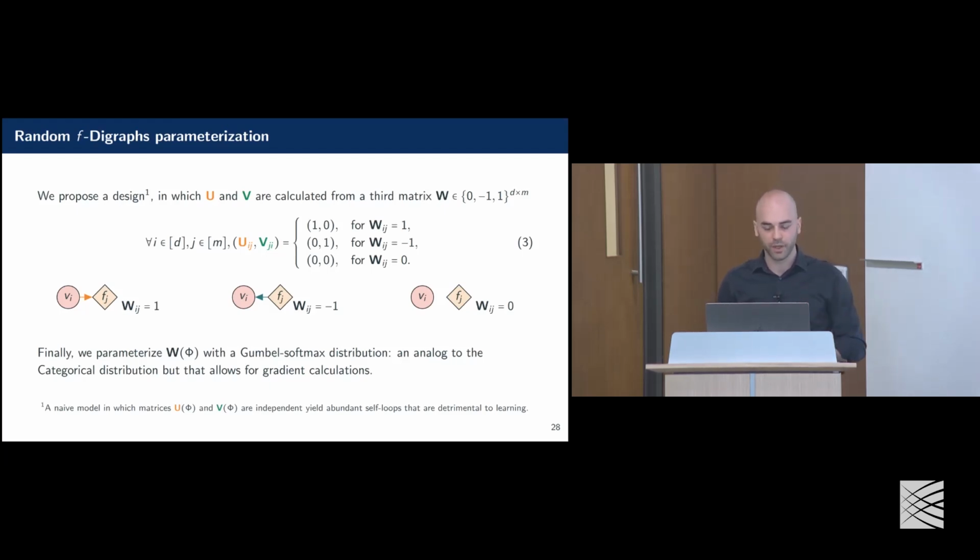That's the purpose of this slide. In this setting, U and V are deterministic functions of a third matrix, W. W is of size number of factors by number of genes, and it tells you, between gene I and factor J, whether the edge is an orange edge, outgoing, or a green edge, ingoing, or no edge at all. So we have three categories, and we parameterize it with a categorical variable, like the Gumbel softmax. This allows for stochastic optimization, and it also allows for having no self-loops. It has been the easiest way for us to get this model to work. Otherwise, the parameterization just collapses.